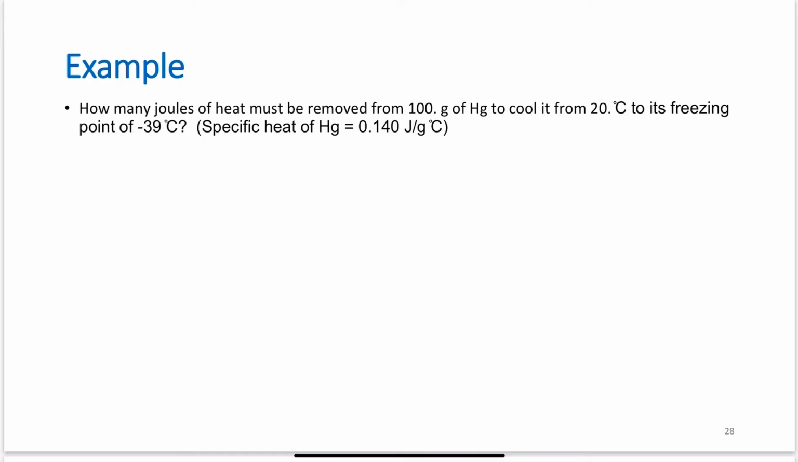How many joules of heat must be removed from 100 grams of mercury to cool it from 20 degrees C to its freezing point at negative 39 degrees C? The specific heat of mercury is 0.140 joules per gram degree C. I'm going to use my MCAT equation for this. How do I know I need MCAT? Well, I want to know joules of heat, so Q, removed from 100 gram sample, there's a mass, to bring it from 20 degrees C, T initial, to negative 39 degrees C, T final. And I'm given the specific heat, value C. I'm given everything I need for this equation.